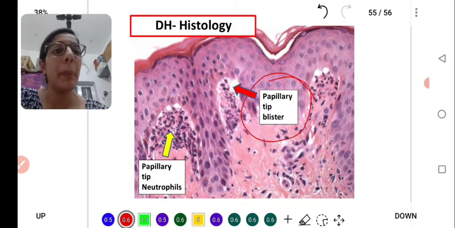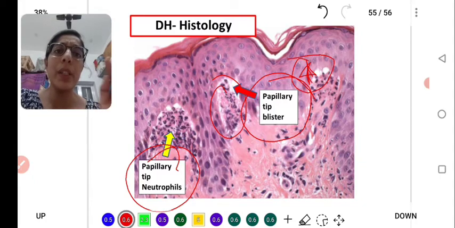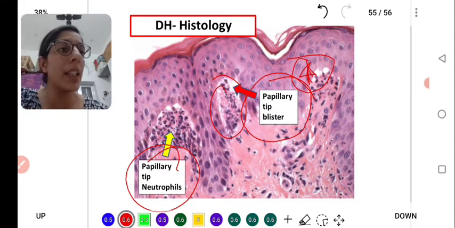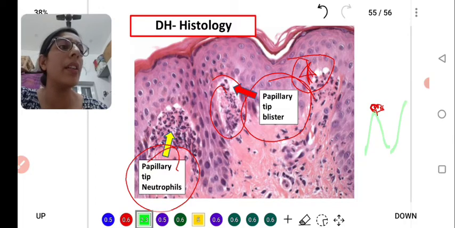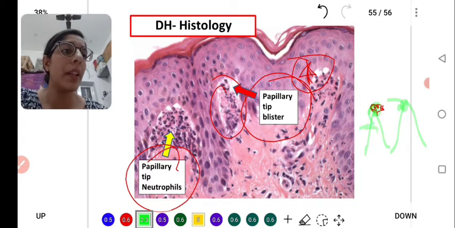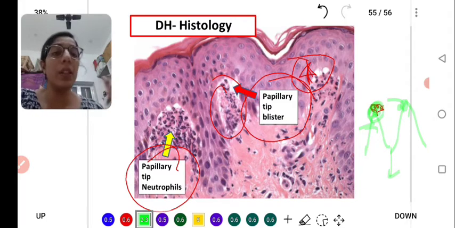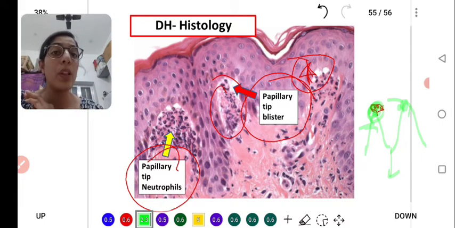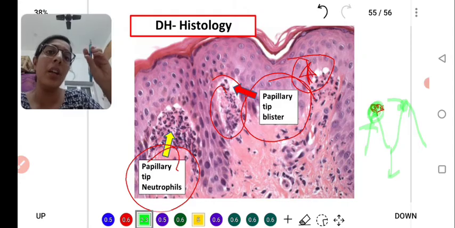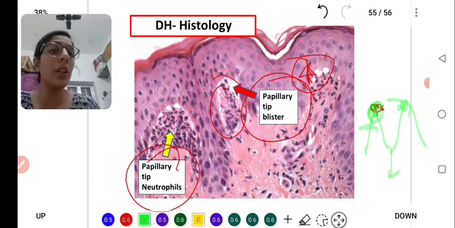So these are the papillary tip blisters, papillary tip neutrophils are present here. Okay, this is important. When you see the immunofluorescence imaging, the brightness of the immunofluorescence will show only on the tip of the papillae. These are the papillae, and fluorescence is shown on the tips only. That is definitely an image of dermatitis herpetiformis, because in no other image can you see fluorescence on only the tips.